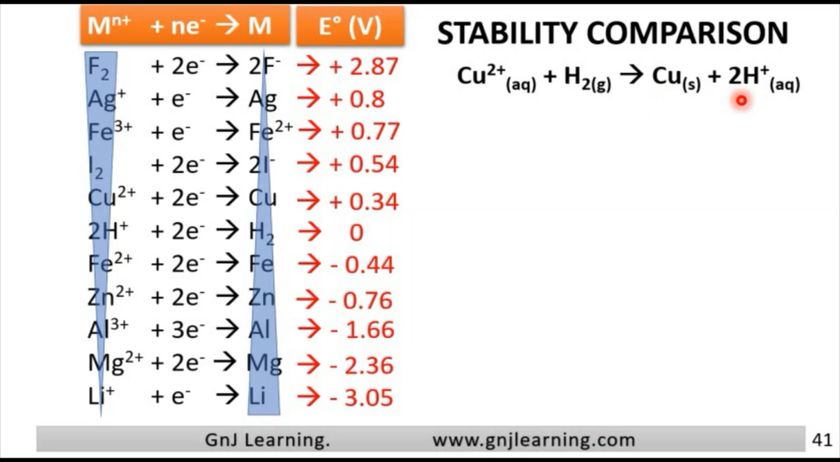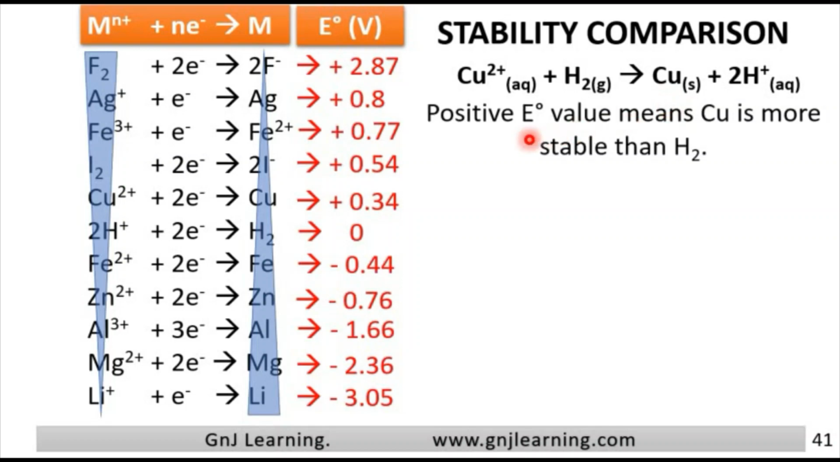Again, products are stable. So if you look into these products, you can say that Cu is more stable than H2 and H+ is more stable than Cu2+. Let's see. If this is a spontaneous reaction, that means its E0 cell value will be positive. Why? Because the one in the oxidized form, that is Cu2+, has higher potential than the other half cell. So a positive E0 value means Cu is more stable than H2. The reduced form Cu is more stable than the reduced form on the reactant side, that is H2. So among the two reduced forms, Cu is more stable.